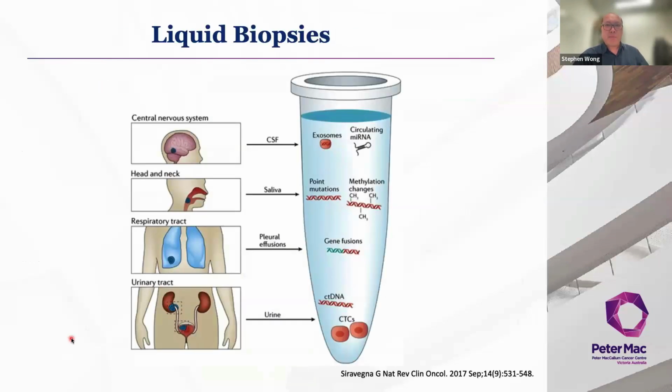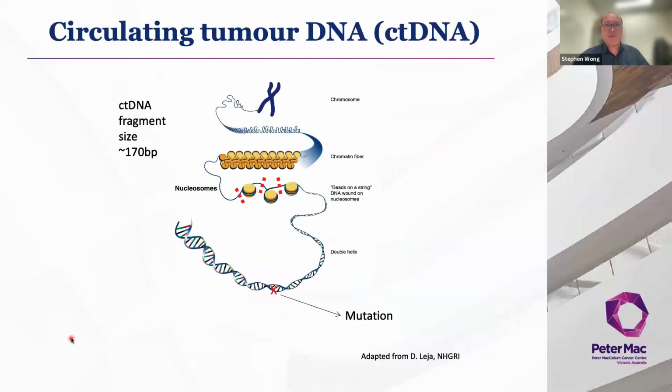Now, liquid biopsies can take many forms and come in many different shapes and sizes. For example, they can be collected from many different bodily fluids, such as cerebrospinal fluid and saliva, but the most common one is a routine blood test. In terms of analytes, there are many that have been studied in the literature. These include exosomes, circulating microRNAs, and circulating tumor cells. But the one that my lab in particular has focused on in the last few years is called circulating tumor DNA. So what is circulating tumor DNA?